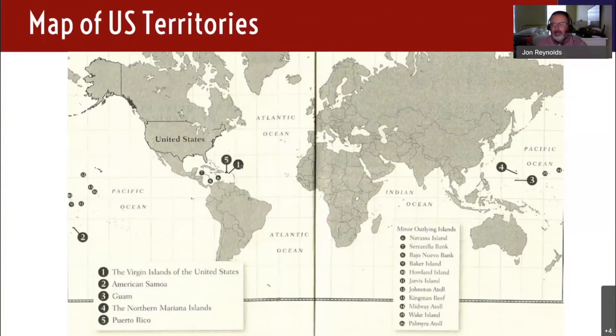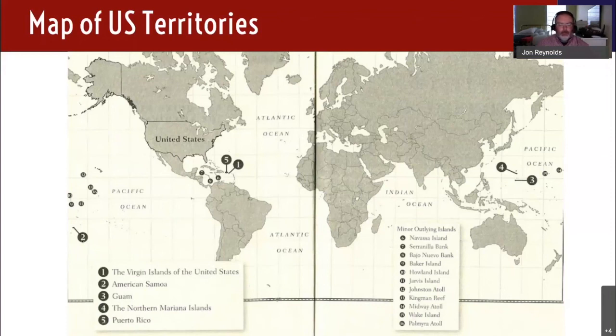The Virgin Islands. Okay, so that's number 1 there on the map. Okay, number 2, let's say it, American Samoa. So American Samoa is here. So if you remember, there's Hawaii right there. These little islands here. So American Samoa is also another territory.